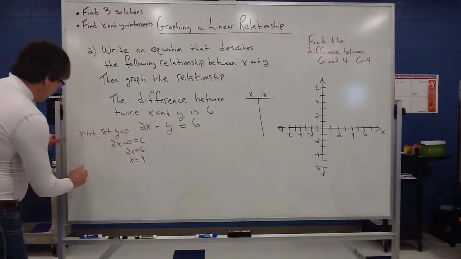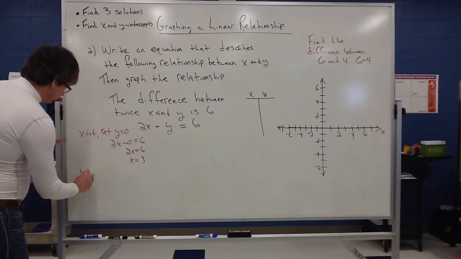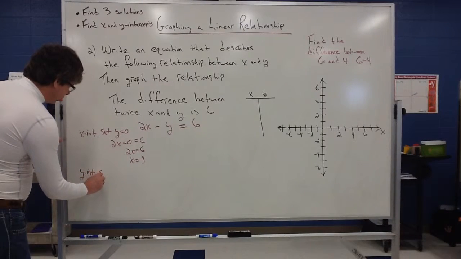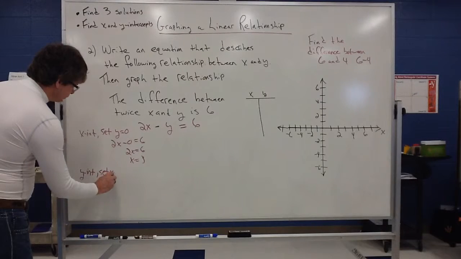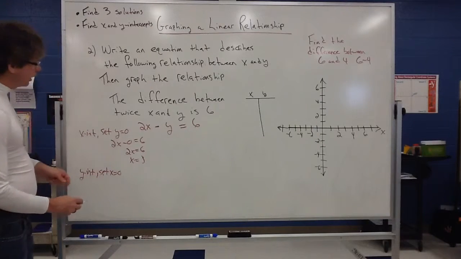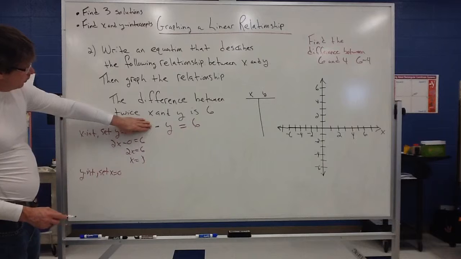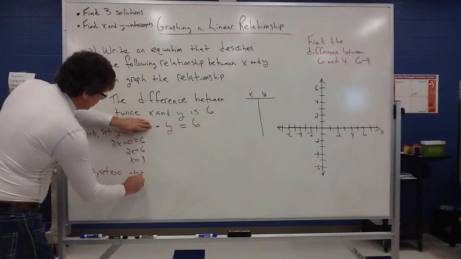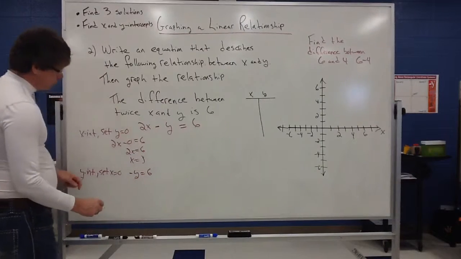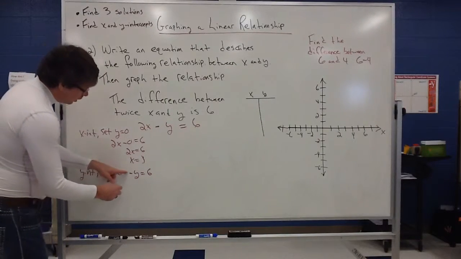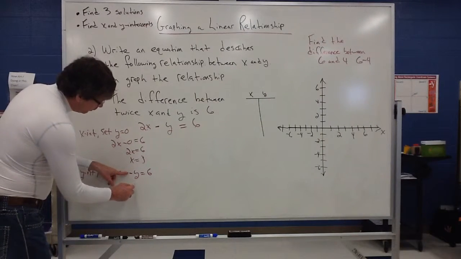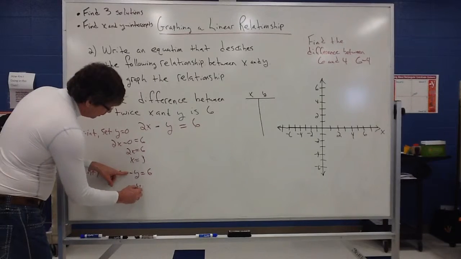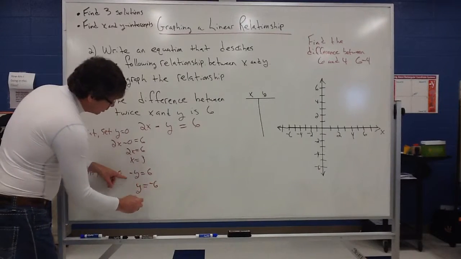If I want to find the y-intercept, we're going to set x equal to 0. Again, setting x equal to 0 essentially means this is going to fall out of the problem. So what I have then is negative y is equal to 6. And then I need to make that a positive, so if I change that sign to make it a positive, the other side's got to change to a negative.